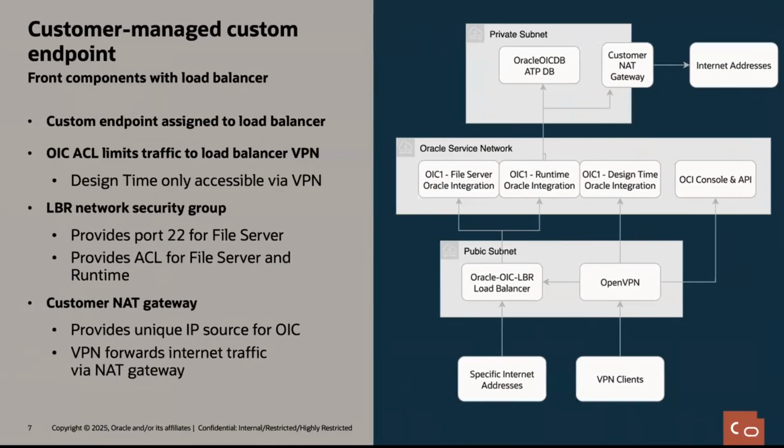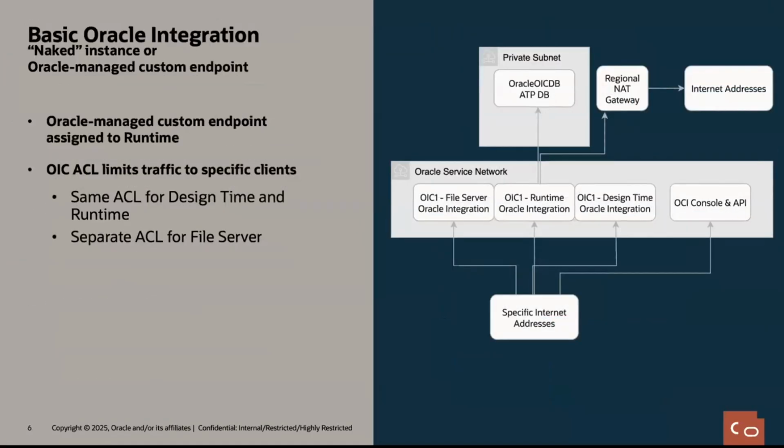So that's great. Now we've allowed access, we've restricted access to specific IP addresses, but how would we restrict access to specific integrations? Is there any way that we could do that? So let's look at the next slide. You can see we've been building up a little bit at a time. We started off with a naked instance. You can have an Oracle managed custom endpoint, but all your allow listing has to be done within Oracle Integration, and you have a limit of 15 file server and 15 runtime/design time access controls.